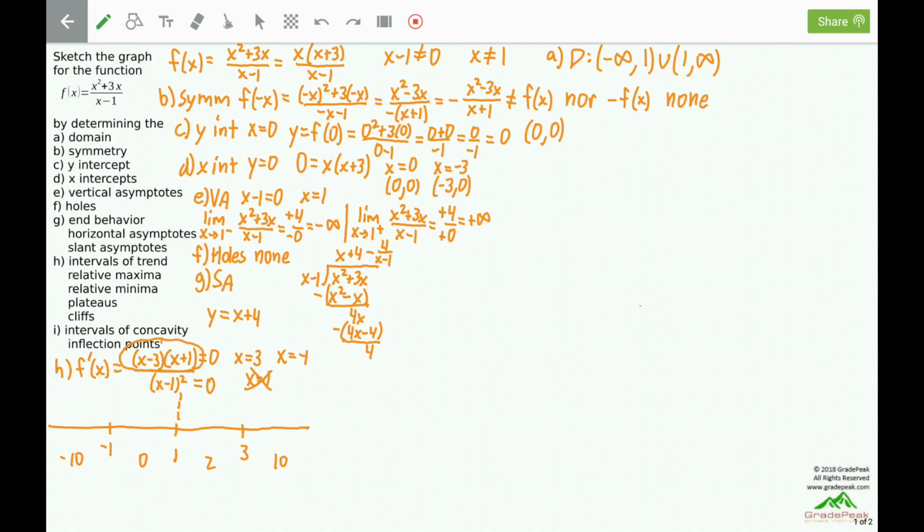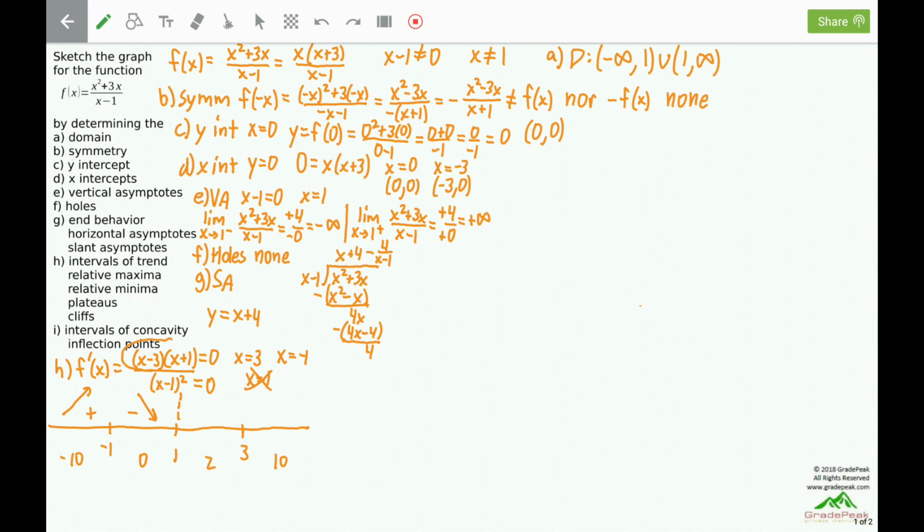Each of those factors can be positive or negative depending on the value of x. Plugging in the test value of negative 10, negative 10 minus 3 is negative, negative 10 plus 1 is negative, negative times negative is positive. We have a positive first derivative. This corresponds to an increasing trend. Plugging in the test value of 0 into the portion of the first derivative that matters, 0 minus 3 is negative, 0 plus 1 is positive, negative times positive is negative. We have a negative first derivative. This corresponds to a decreasing trend.